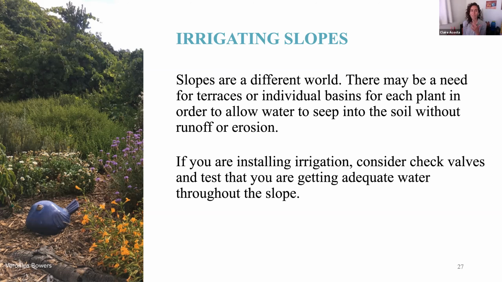Really with slopes, you just want to make sure you're not just turning on the irrigation and walking away. Make sure it's actually getting into the soil and not running off and not creating more erosion. And a lot of times you might want to consider a check valve to prevent backflow, because if you don't have that on a slope, you might be getting most of your water at the bottom half. You want to make sure you're actually watering adequately throughout the whole slope, not just one part of it.